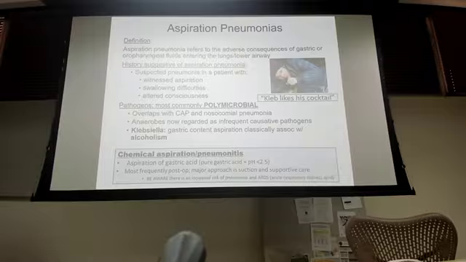Polymicrobial, right? So anything that was in their stomach is now in their lungs. And that's very concerning because look at that pH. That's 2.5, acidic. That's going to cause all kinds of problems. But if we think aspiration pneumonia, we're going to treat for that polymicrobial. So we're going to be a little bit more aggressive. Again, Klebsiella, alcoholism.